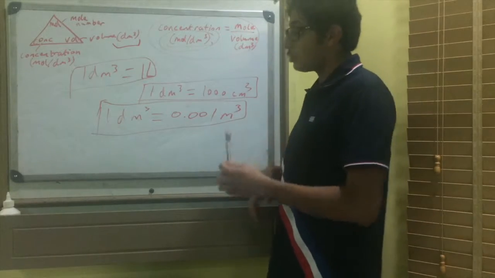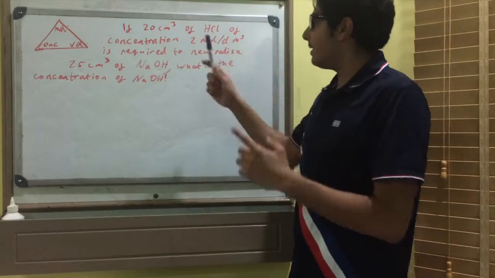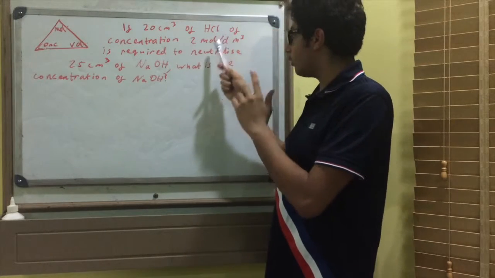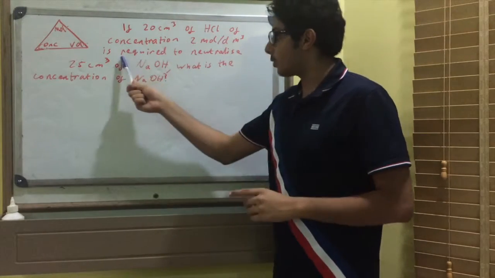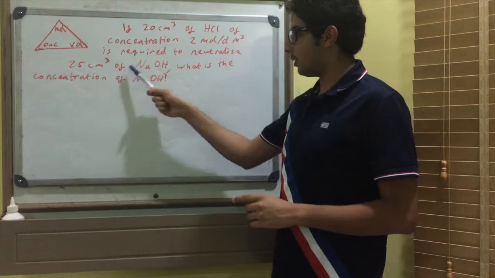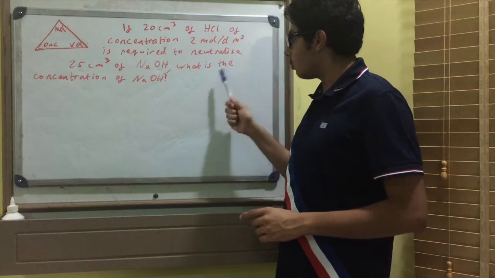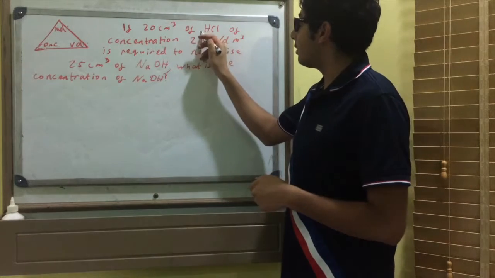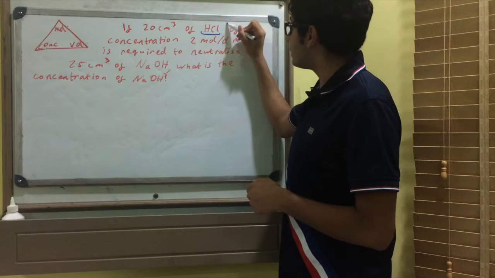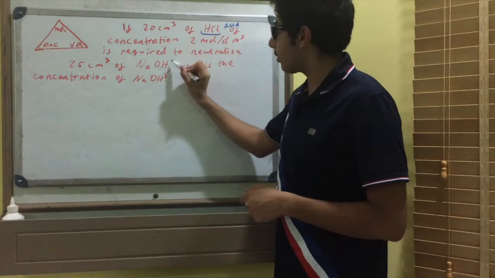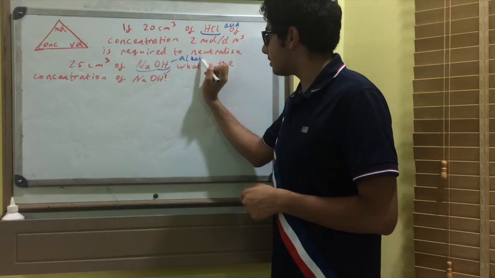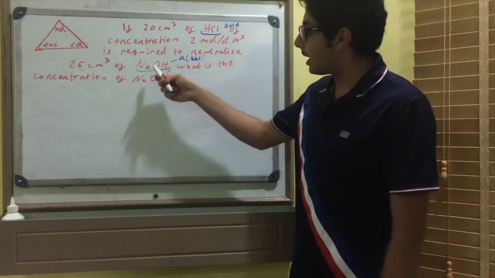Now on to the actual question. Okay, so if 20 centimeters cubed of hydrochloric acid of concentration 2 moles per decimeter cubed is required to neutralize 25 centimeters cubed of sodium hydroxide, what is the concentration of sodium hydroxide? So hydrochloric acid is going to be our acid, and sodium hydroxide is going to be our alkali, and it wants us to find the concentration of this alkali.